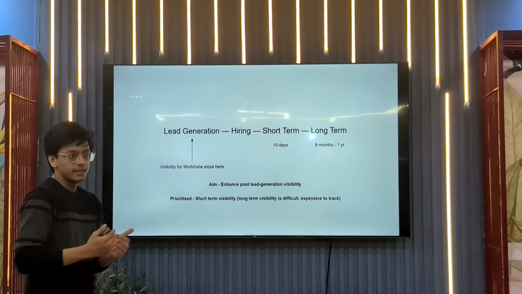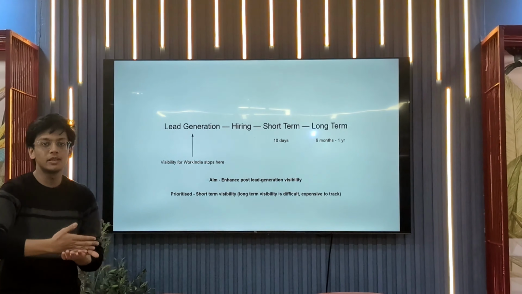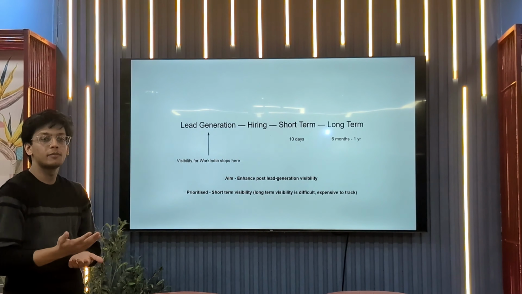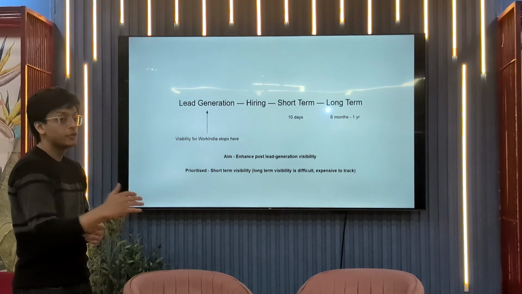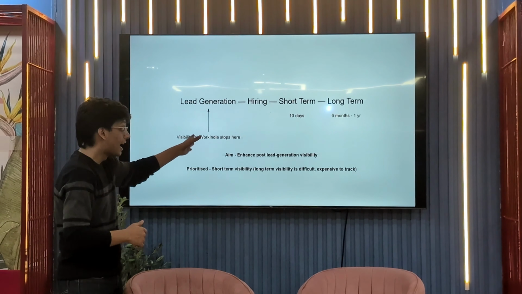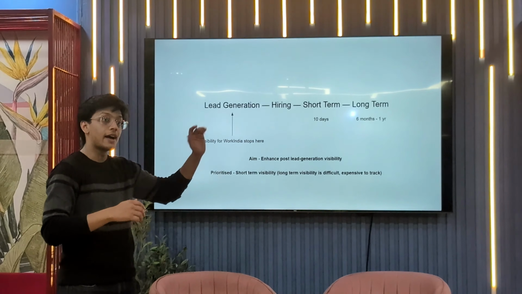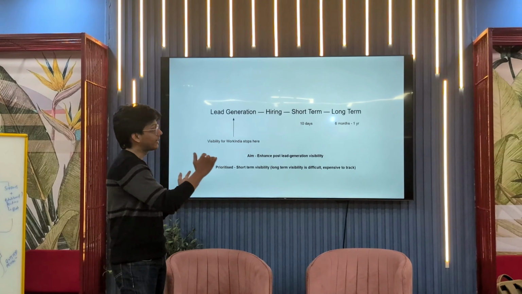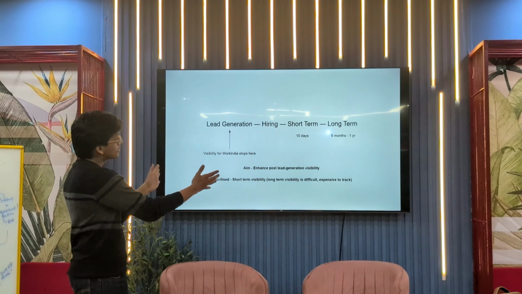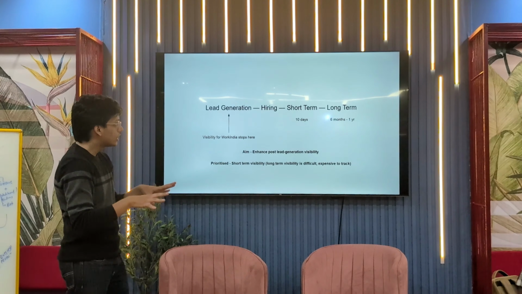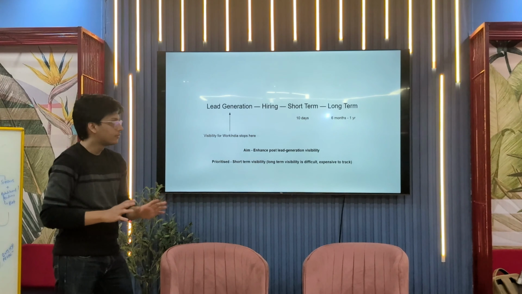After I've hired a person, there's a short-term visibility and then there's a long-term visibility. Short-term is within 10 days of the hire being made, and long-term is 6 months to 1 year after the hire. So we need to decide what sort of visibility we want. Ideally, if I could know the entire end-to-end life cycle, from a hire to the next time that I need to hire somebody, that's the best case scenario, but that's not possible, which is why we've broken this down into short-term and long-term. For this exercise, we'll only be focusing on improving visibility between lead generation and short-term visibility.